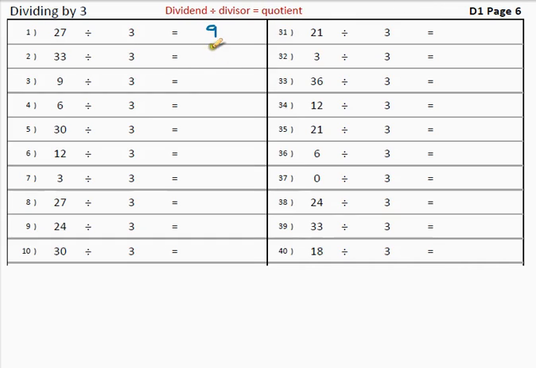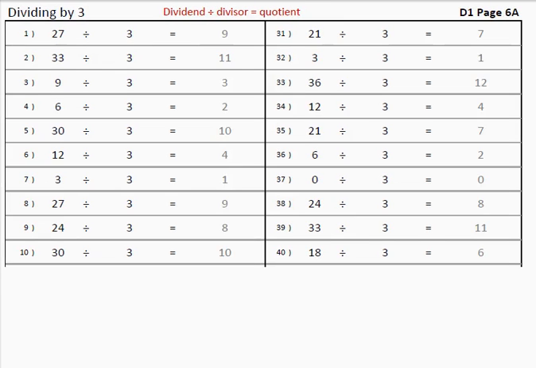Okay? Now, what times 3 will give you 33? And that is 11, yes, 11. 11 times 3 is 33. In other words, 33 divided by 3 will be 11. And also, 33 divided by 11 will give you 3. Okay, pause the video, you do the rest. Now, there's your answers. Please pause the video and check them.